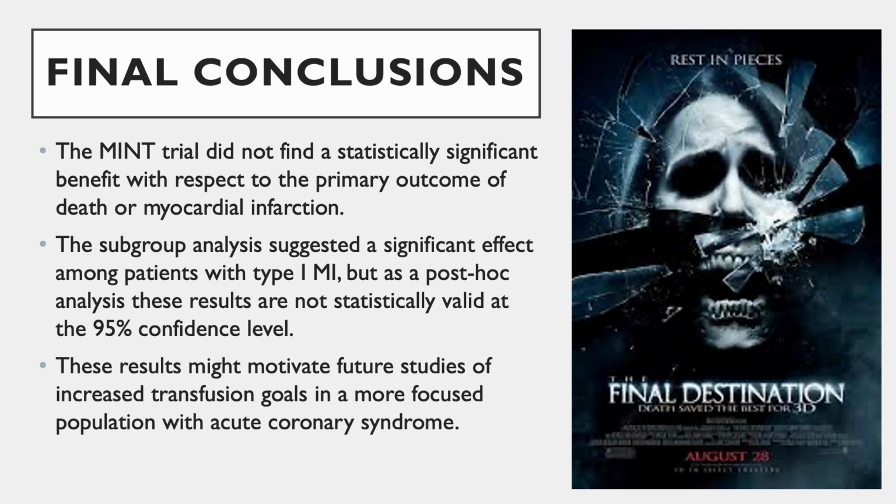So our final analysis of effect heterogeneity in the MINT trial is that one, there was no statistically significant benefit with respect to the primary outcome, and two, even though the subgroup analysis suggested that there was increased benefit in patients with ACS, this was a post hoc study. The results were not statistically valid at the 95% confidence level, and at best they can motivate future studies of transfusion goals in this specific group of acute coronary syndrome.